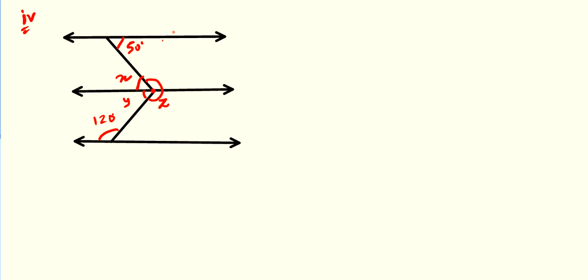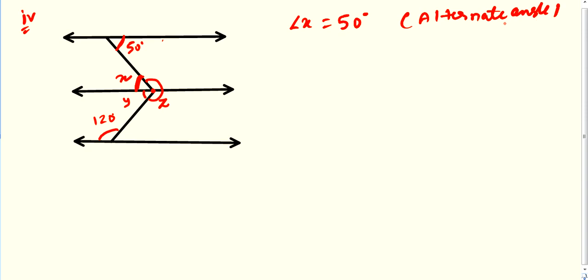So in this question, these two lines are parallel to each other, and this one line acts as a transversal. So 50 degrees on this side and x we are having on the opposite side. So x will be equal to 50 degrees, and the reason is alternate angles. Clear? So this will be 50 degrees.